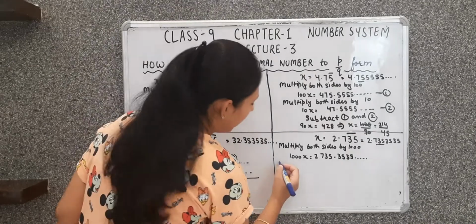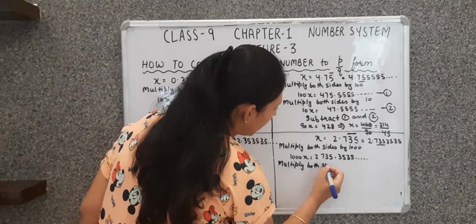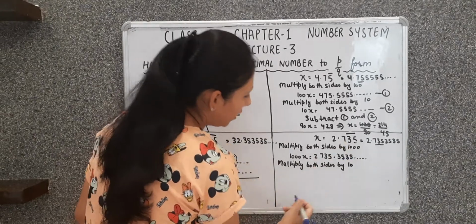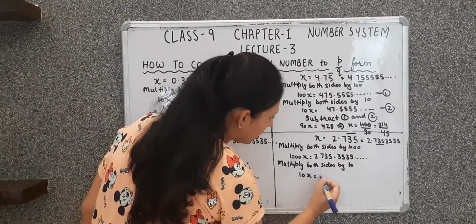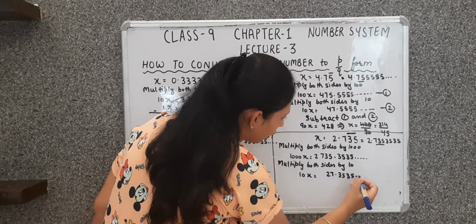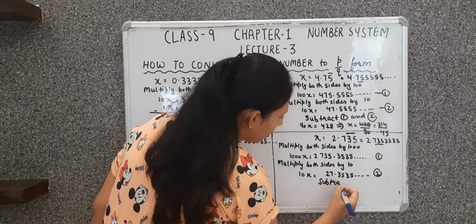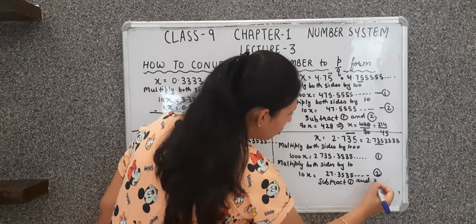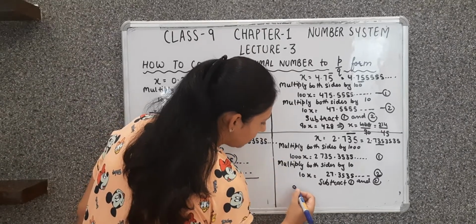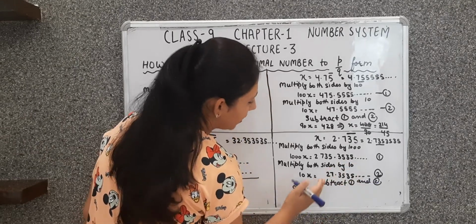Secondly, I need to multiply both sides by 10. Why did I multiply by 10? Because only the number without bar has to be shifted. So it will become 10x will be equal to 27.35 dot dot dot. Give it number 1, give it number 2, and subtract 1 and 2. When we subtract 1 and 2, it's 1000 minus 10. 1000 minus 10 will be 990x. On the other side, after decimal, you can see it's the same, so we'll not get anything.